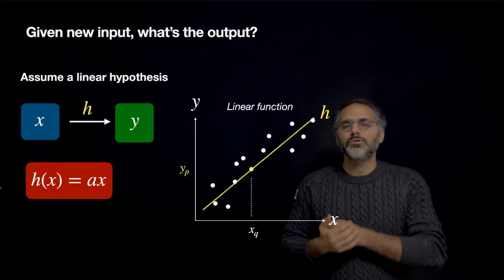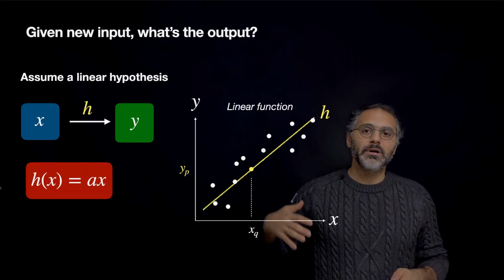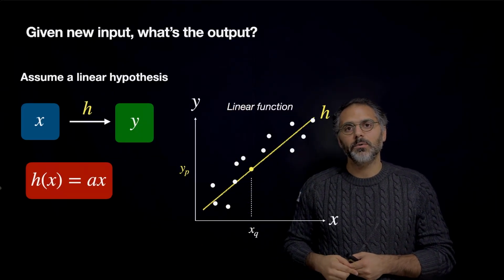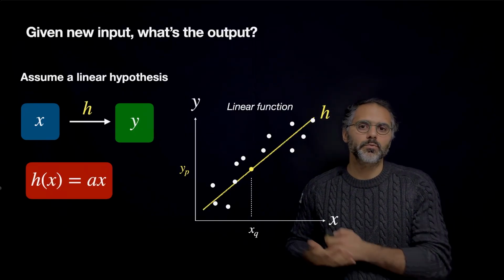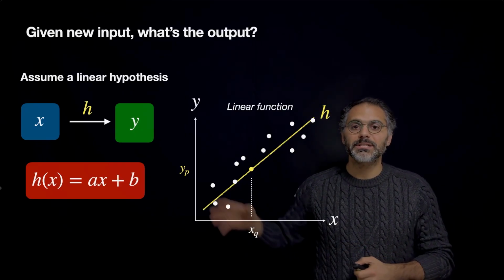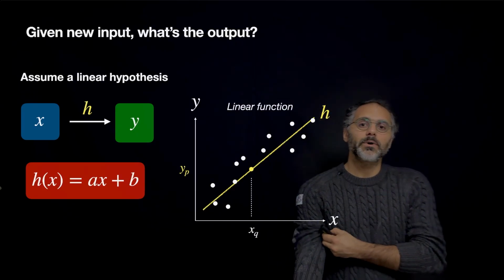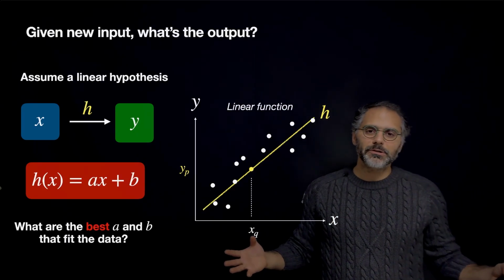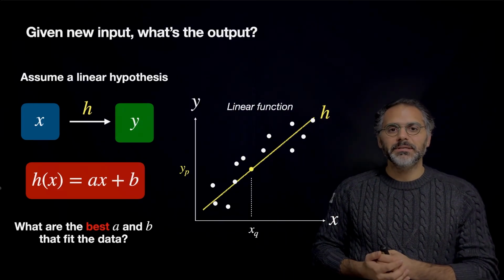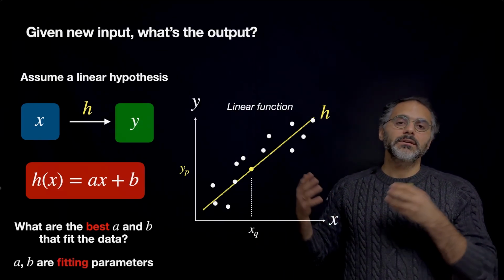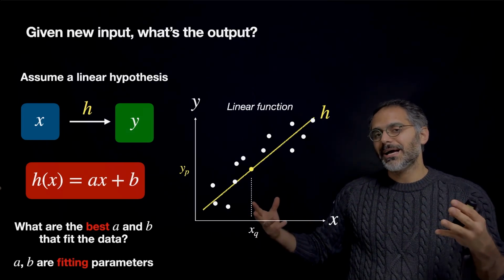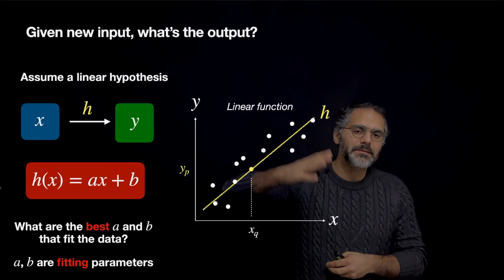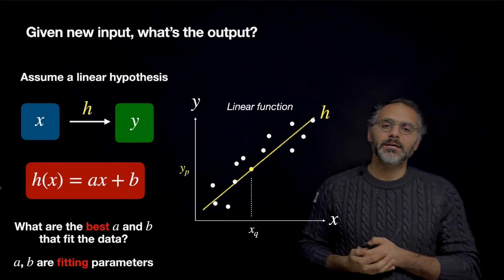So let's say you have a case where you have a y-intercept. Therefore, there is a finite value when x equals 0. So y has a finite value when x equals 0. So in this case, the hypothesis becomes y equals ax plus b. Now, back to the original question, what are the best a and b that fit the data? And in this case, when we ask that question, a and b are called fitting parameters. We're trying to find the best a and b that fit the data as well as possible.